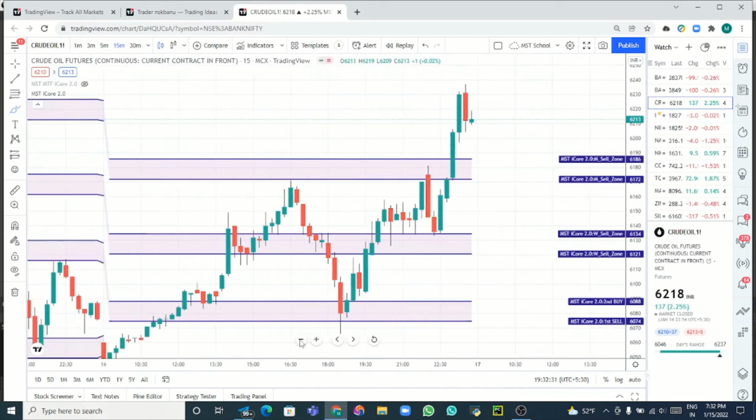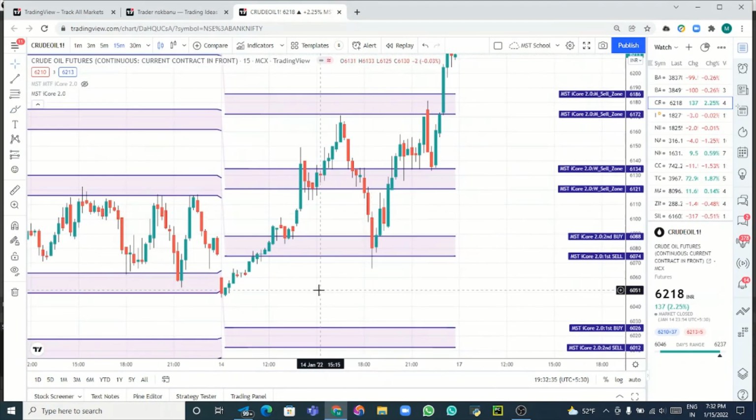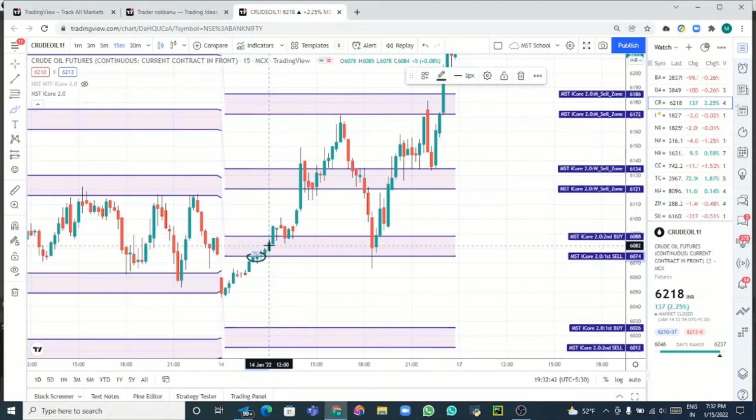Let us see the crude oil yesterday, what happened. In crude oil, first only sell got activated. So here sell got activated, then immediately SL hit. After SL hit, our target hit. First target hit, second target hit, third target, fourth target, fifth target. All the targets have been hit.